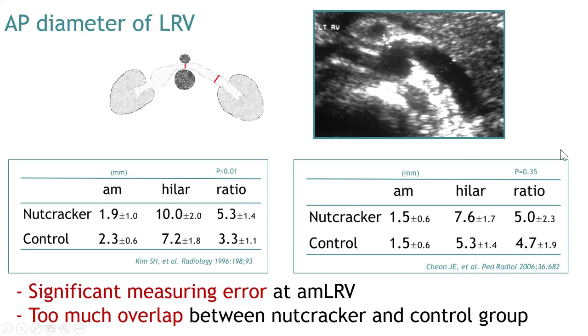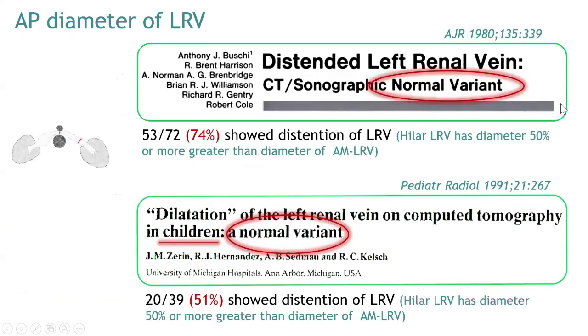And this is another study, also similar in aortomesenteric areas, and a little bit different in the hilar areas, and the ratio is a little different. So there is significant measuring error in this very narrow portion, and there is too much overlap between the Nutcracker and control group. So it is difficult to use the anatomic parameter in the diagnosis of Nutcracker phenomena.